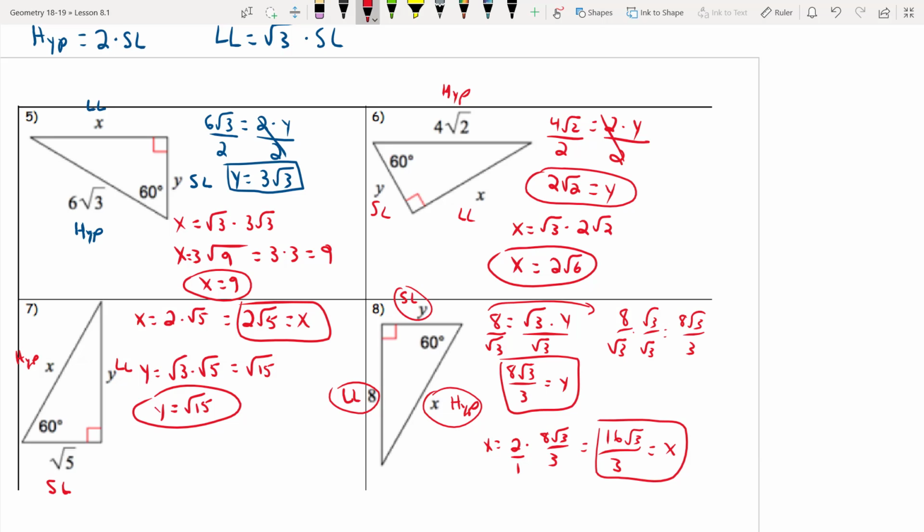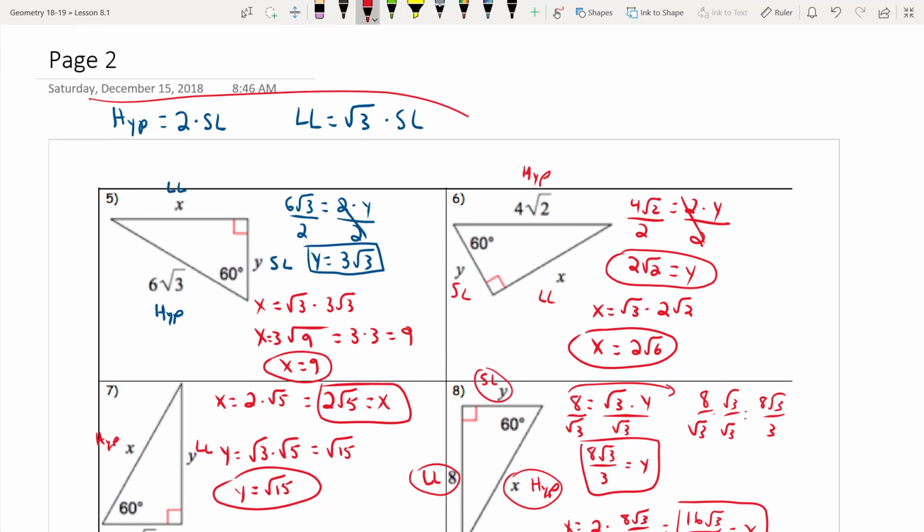This last one is the trickiest type that you'll see, but the process remains the same. No matter what, you're only going to use these two formulas right here. No matter what's given, you are only using those two when it comes to a 30, 60, 90 right triangle.